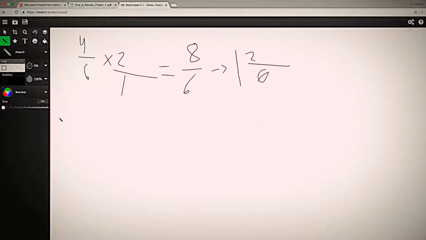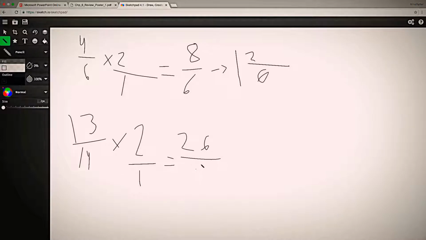And the second example, let's do 13 over 14. Okay, and then times, let's do times 2. Okay, so again, 2, yes, sorry. So first we turn it into a fraction again. We put the whole number on the top. And then we times it as regular. 13 times 2, which is going to be 26. And then over here, 14 times 1, which is 14.